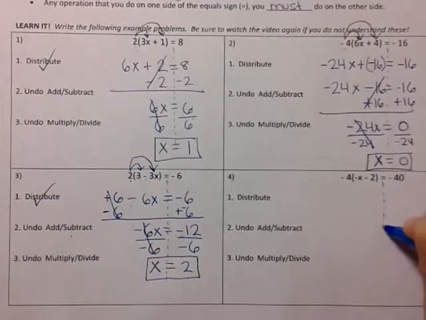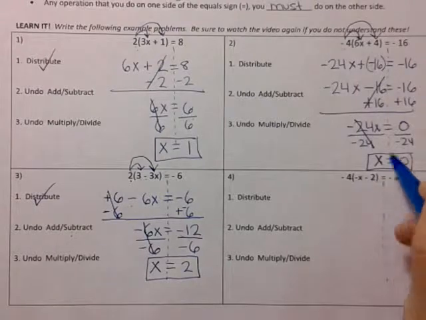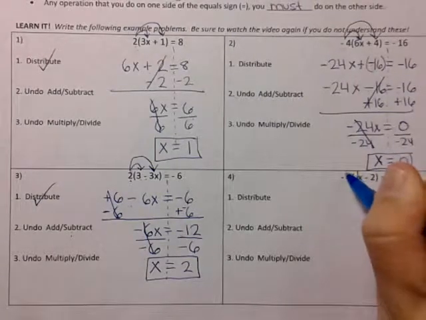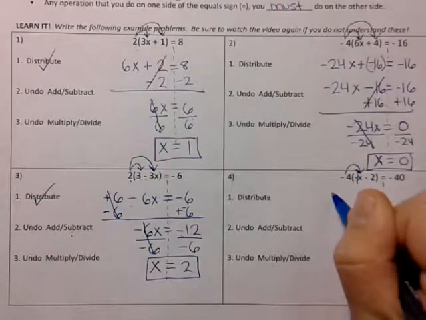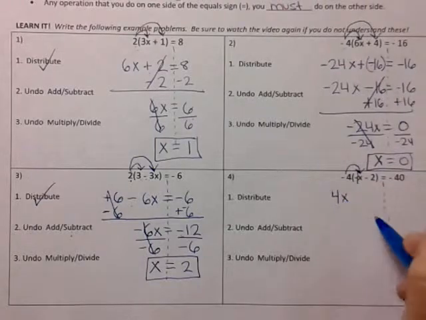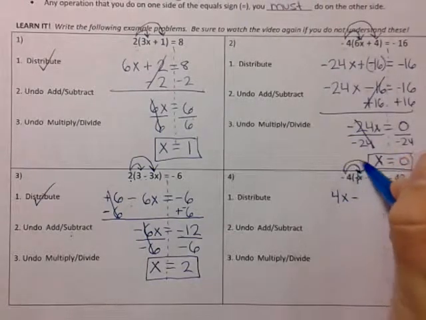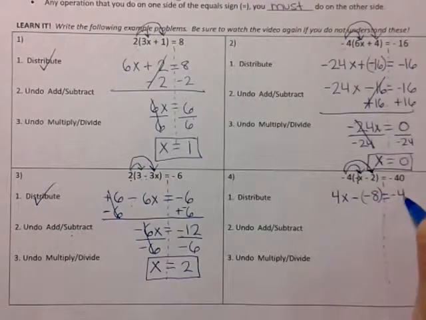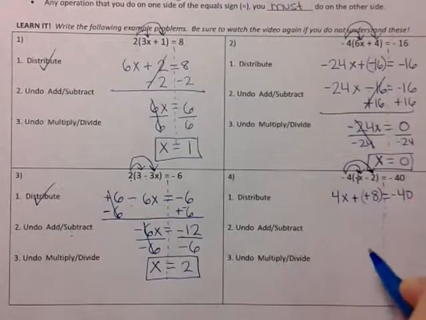I draw my dotted line down from the equal sign. I have negative 4 times (negative x minus 2). Now I have to remember there's an invisible 1 right here. So this is negative 4 times negative 1x, which gives me positive 4x. I bring down my minus sign. Now I have negative 4 times 2, which gives me negative 8, equals negative 40.